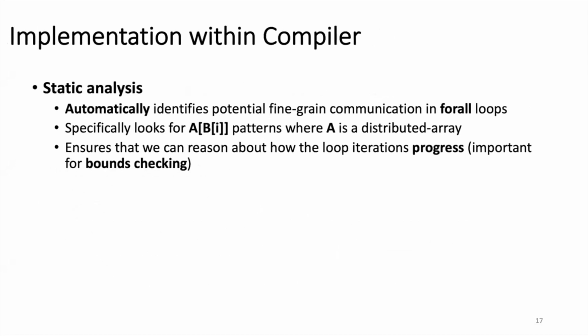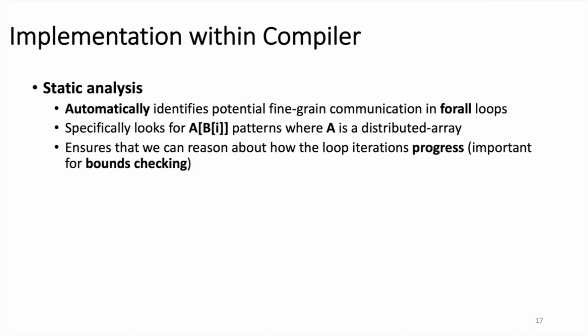So the first step in doing this as a compiler optimization is static analysis. We've added some passes to Chapel's compiler to automatically identify potential sources of fine-grained communication. And we're looking at these within forall loops. We're looking for patterns that look like A[B[i]]. So A and B are arrays, and we require in this case that A is a distributed array. If A is distributed, then we're likely to have some remote communication. And when we have this indirect access pattern, it's also likely to be fine-grained.